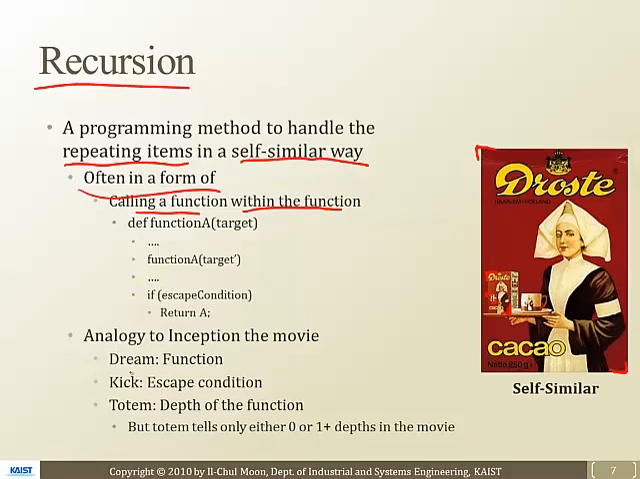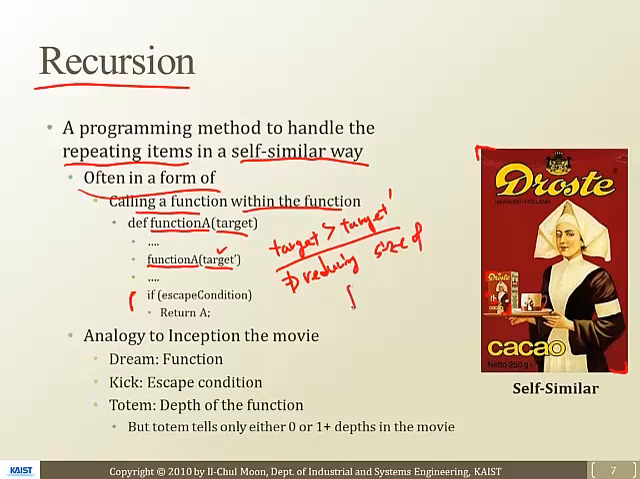So when you define a function, within the function you have the same name. So you are going to define function A. Within that function A, you are using function A with a slightly modified parameter set. And one other thing, there is a kick. Whenever you are at a certain condition, the kick hits, and then you return. Return means that you are escaping the function and going to the upper layer of this function call. The key characteristic is that the target is going to be bigger than the target prime, because that is reducing the size of the parameters, right?